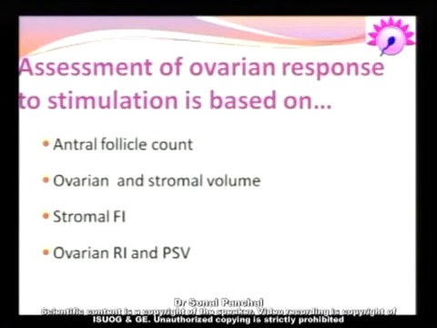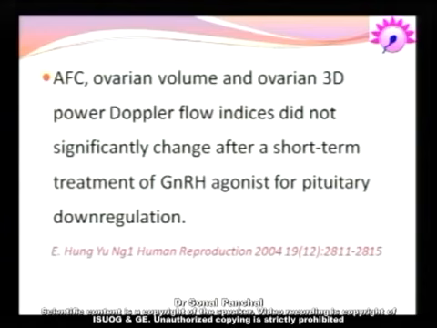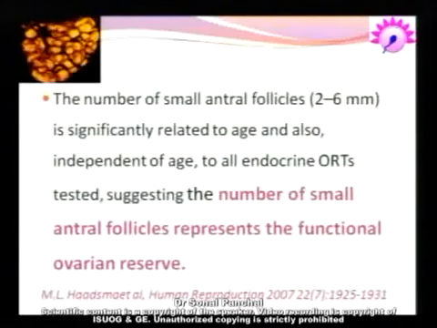According to the literature, the assessment of the ovarian response should therefore be based on the antral follicle count, the ovarian and the stromal volume, the stromal FI, which is a 3D power Doppler flow index, and the ovarian RI and PSV. The importance is in this order. All these factors do not get changed by a short-term treatment by GnRH agonist, that is pituitary downregulation, and therefore, even in IVF cycles, even once you have done a downregulation, they are fairly reliable.